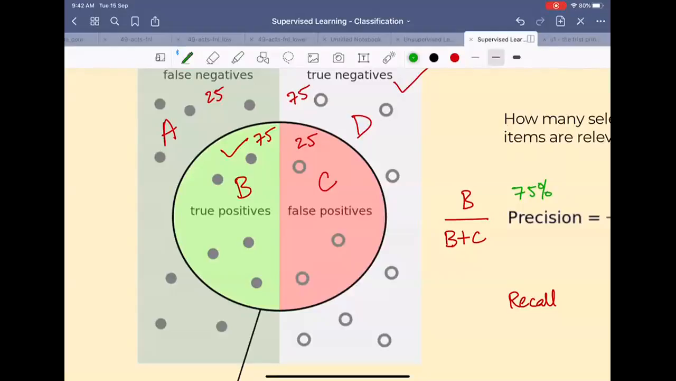Let's look at another term called recall. Precision and accuracy are things that people may have already heard. But if you're not from the data science community, it is very unlikely that you have heard recall. What recall basically means is, of all the values that are true, how many have we captured?